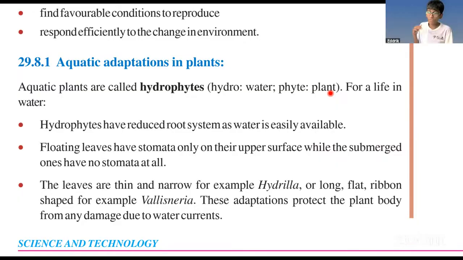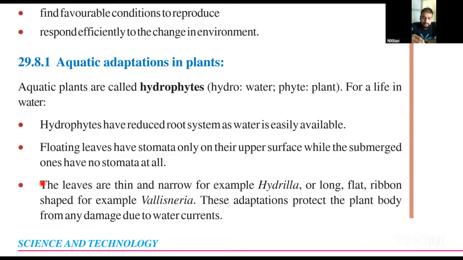One more adaptation for aquatic plants: they have stomata only on the upper surface. Because stomata are for the exchange of gases, and gases would not be exchanged easily on the lower surface. So the stomata are on the upward surface, like in the lotus. Lotus floats on the water, so the upper leaf has the stomata and the exchange of gases can occur easily. Did you understand?